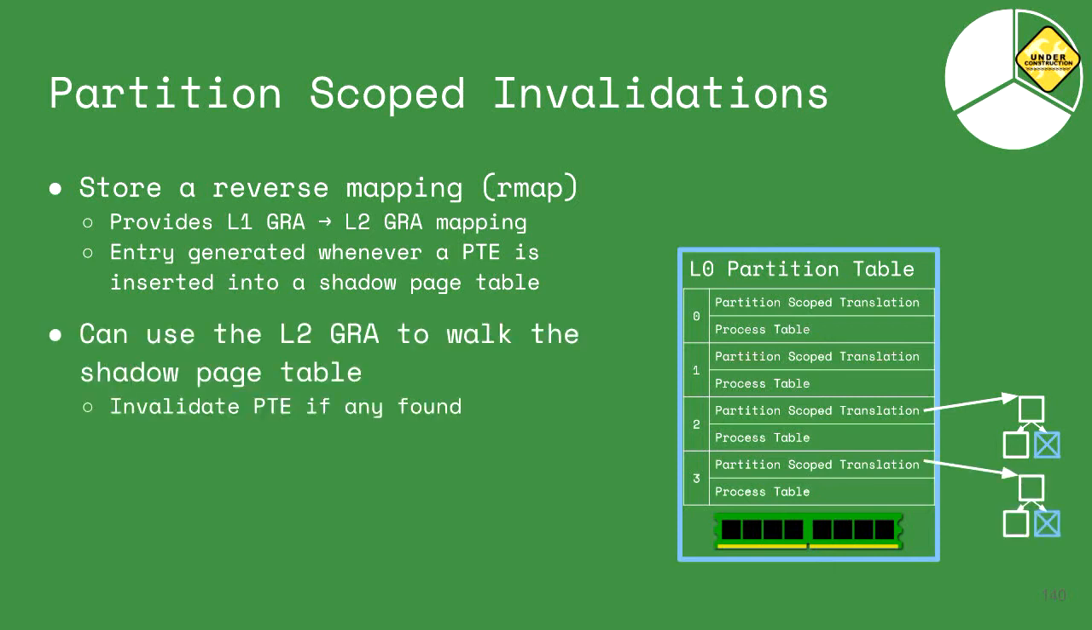What this means is that when we come into the KVM code with our level 1 guest real address, we can look up this R-map and see if that level 1 guest real address corresponds to any pages which have also been mapped through to a nested guest. And we can get our level 2 guest real address back. Then, just like before, we can walk our shadow page table and invalidate any PTEs we might find and invalidate the hardware caching of them.